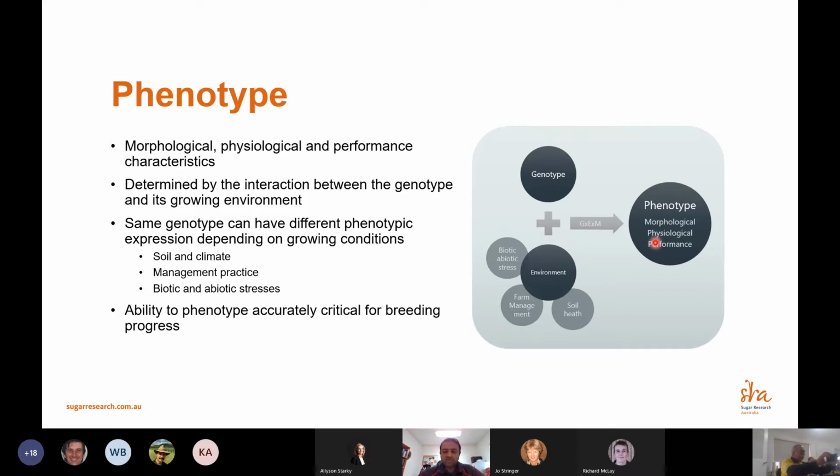And it's important to remember that a genotype can have a different phenotype depending on its growing environment and how it interacts with that environment. So the ability to phenotype accurately in those different environments is critical to evaluate the true potential of a genotype and also to make good breeding progress.